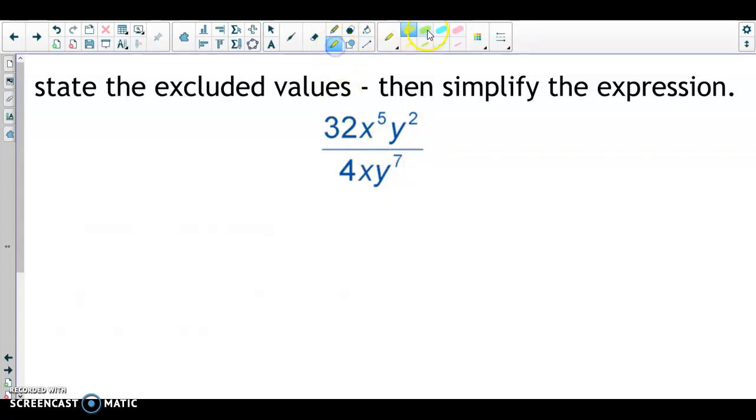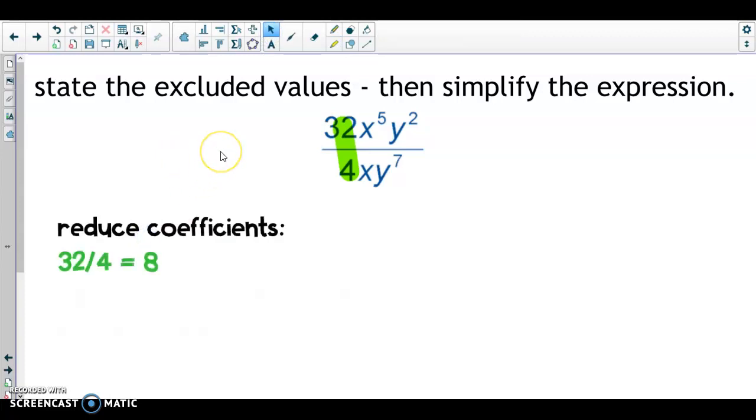We're going to begin by looking at those coefficients. The coefficients are 32 in the numerator and 4 in the denominator. We're going to consider that as a fraction. I'm just trying to reduce that fraction. So 32 over 4, both of those are divisible by 4 and reduces to 8, or 8 over 1. So that's the first piece that we're looking at. It's just looking at that coefficient fraction and reducing.